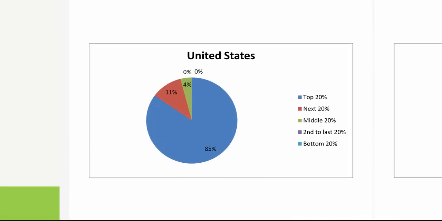Here's the distribution of wealth among quintiles in the United States. Wealth meaning not just income, but also savings, investments, property ownership, and the amount of capital that you own. And as you can see, the top 20% owns 85% of the wealth in the United States. The second top 20%, 11%, the middle 20%, 4%, and the bottom 40% barely showing up.